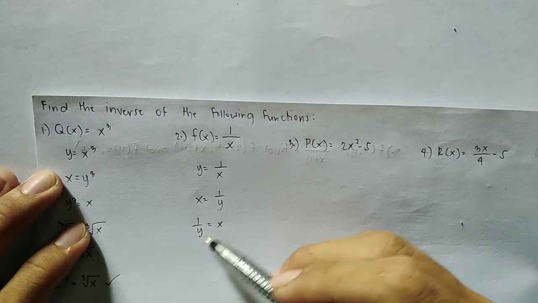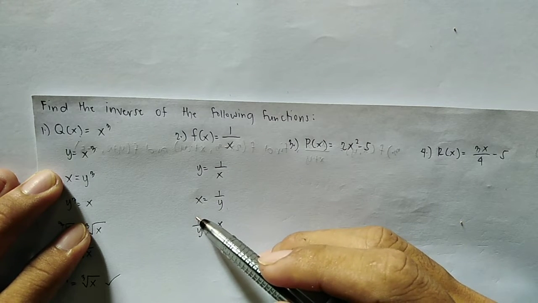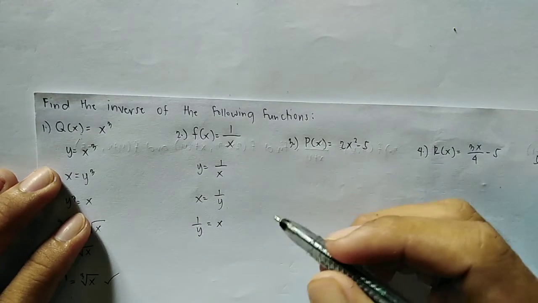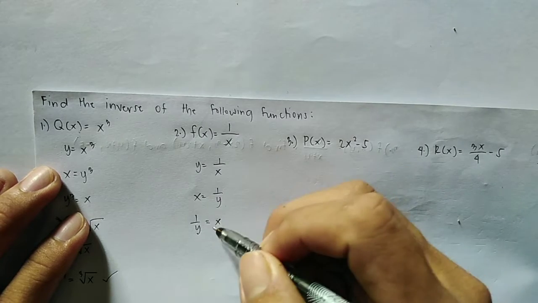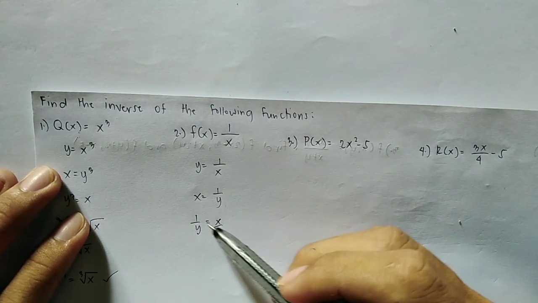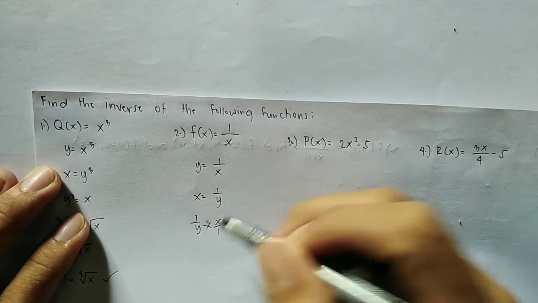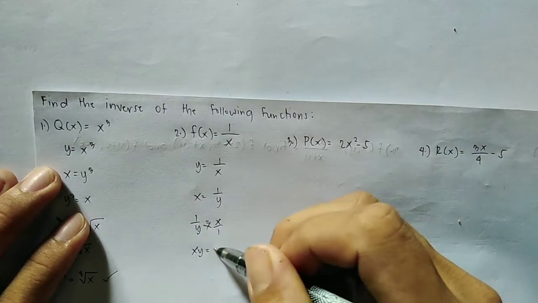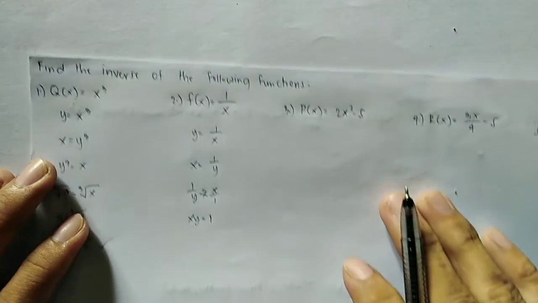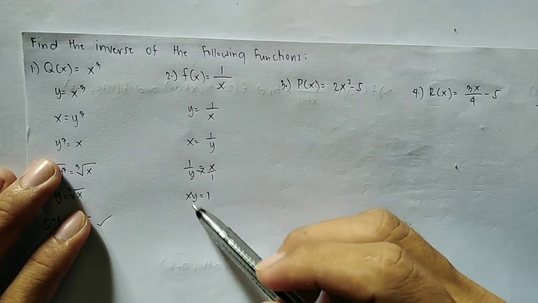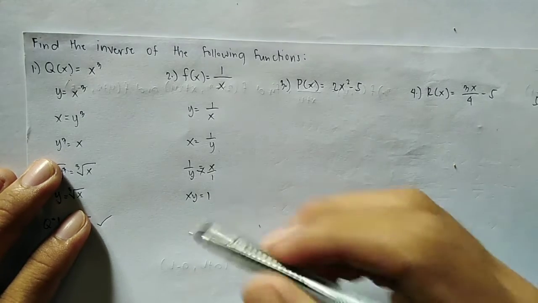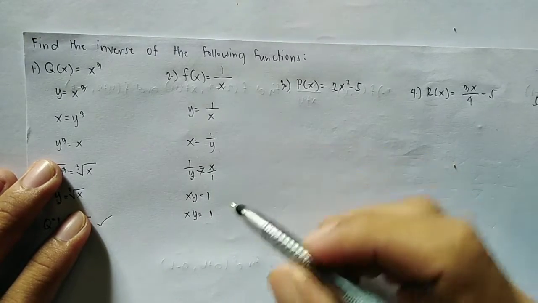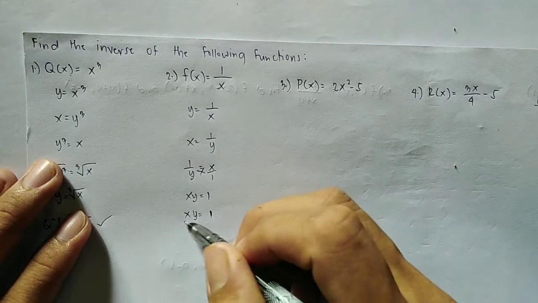It is expressed as a fraction, so we have to eliminate the fraction and make this a whole variable on the left side. So what we're going to do here is cross multiply. We can get y times x, that is xy. Then we have y times 1, that is 1. Now we have to express it in terms of y, so we have xy equals 1. To eliminate x on the left side, we have to divide both sides by x.